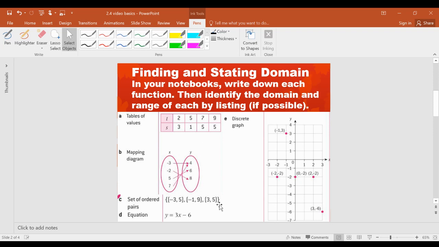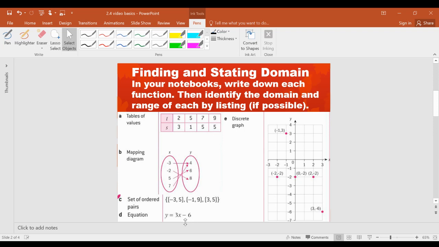Notice in particular, if any values are repeated, or actually I should say just in the range, because you can't repeat values for the domain of a function. If any values are repeated in the range, we don't have to list it multiple times. So for example, in this one here, the 5 is repeated, but we would just say the range is 1, 3, and 5. We don't have to indicate that there was a repeat there.